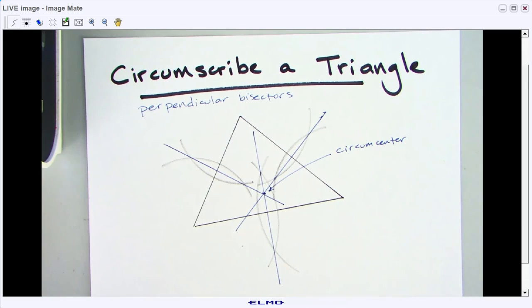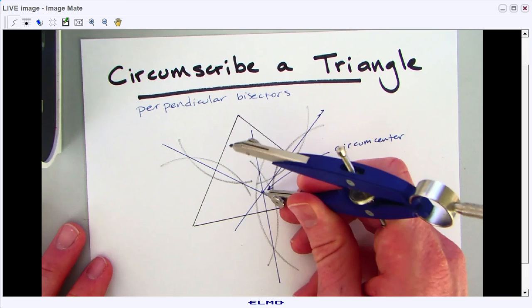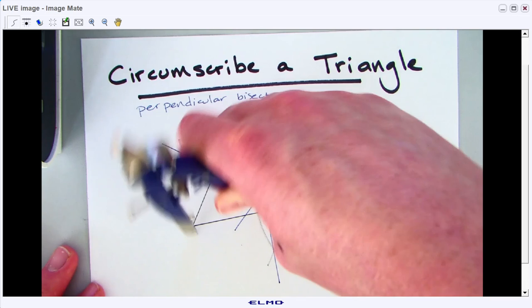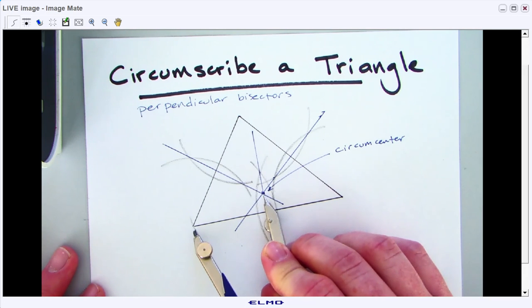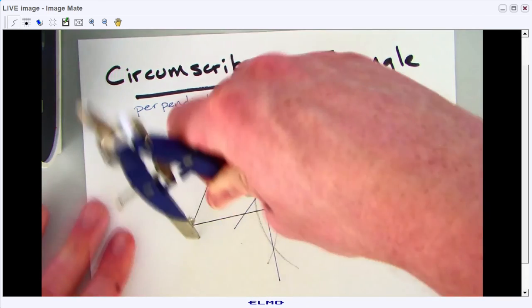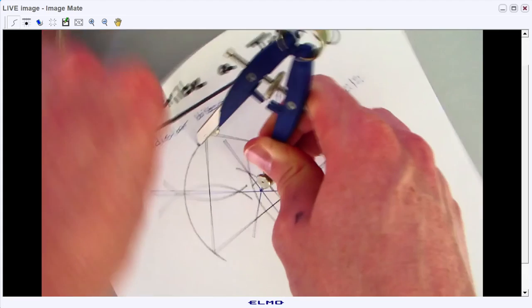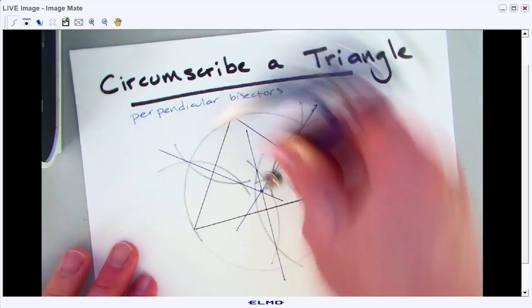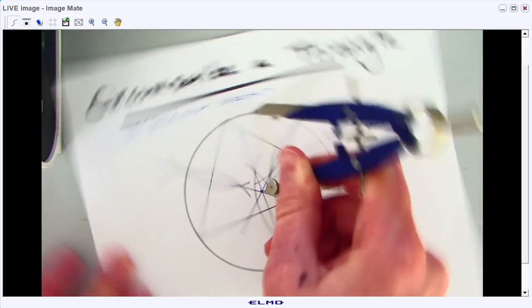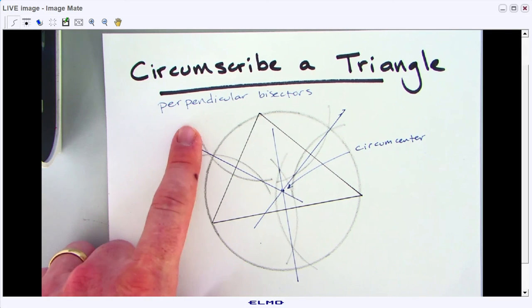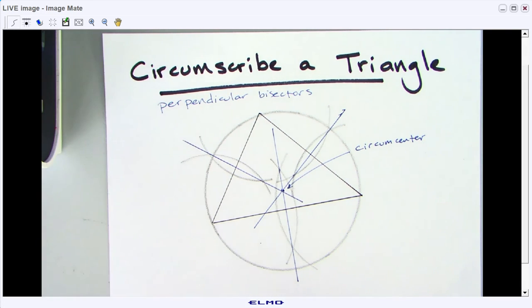The way you draw that circle is you put the pointy end on the circumcenter and the pencil end on one of the vertices, and then I draw a full circle. You'll see that I was off by a little bit, and that happens sometimes, and that's okay. But this circle will circumscribe the triangle. Again, I use perpendicular bisectors, the long word, to find the long word, circumscribe.